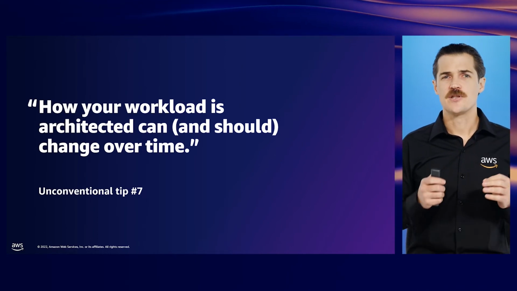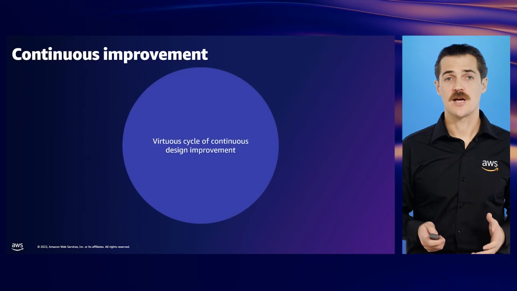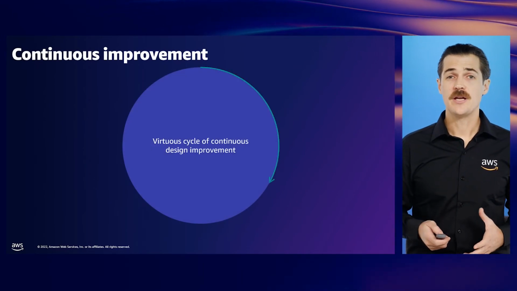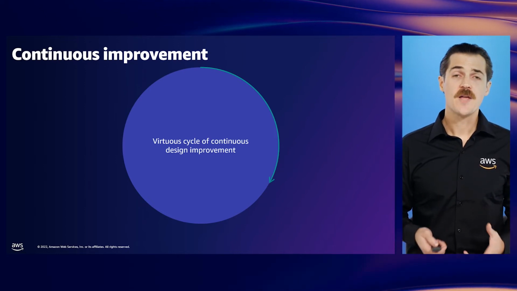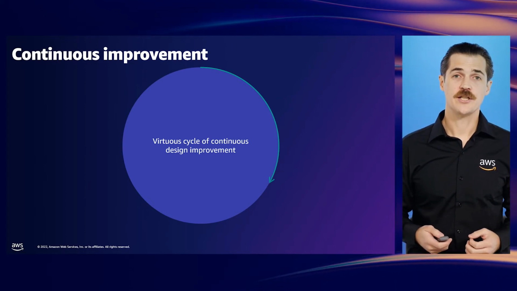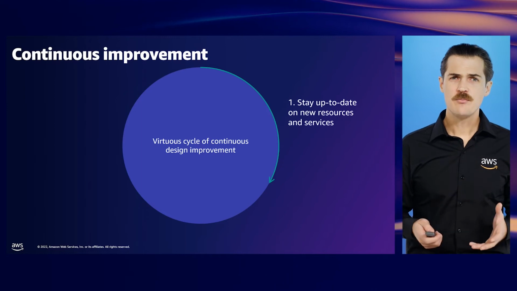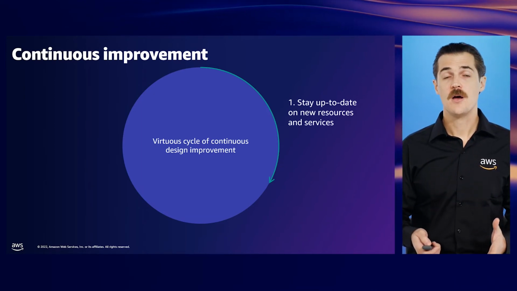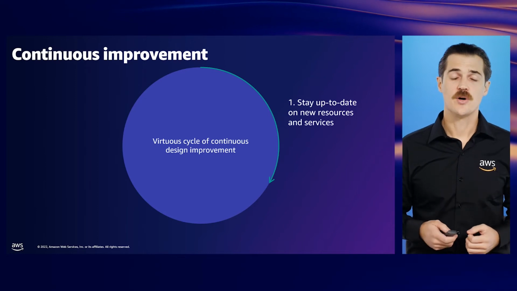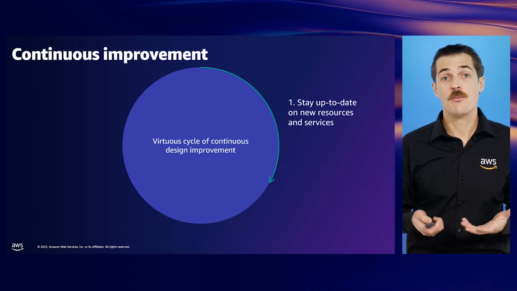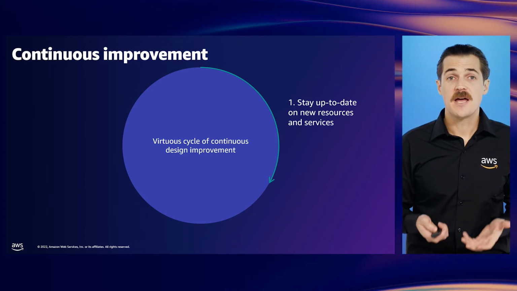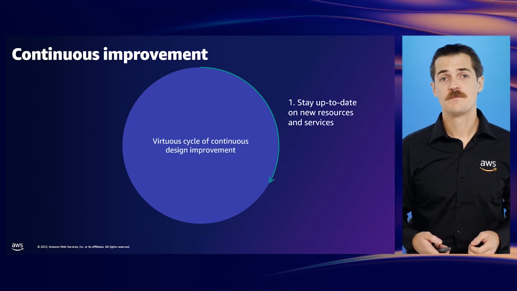This tip uses a concept I like to call the virtuous cycle of continuous design improvement. It's a cycle you'll repeat over the lifetime of each workload, and it improves your design with each iteration. Step 1 is to stay up to date on new resources and services. Personally, I like to check the What's New with AWS blog every morning over breakfast. Investigate new services and product offerings and how they might improve your design.